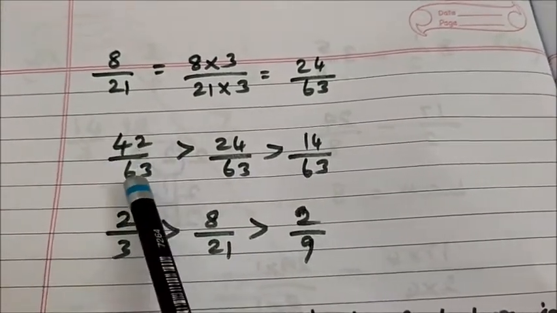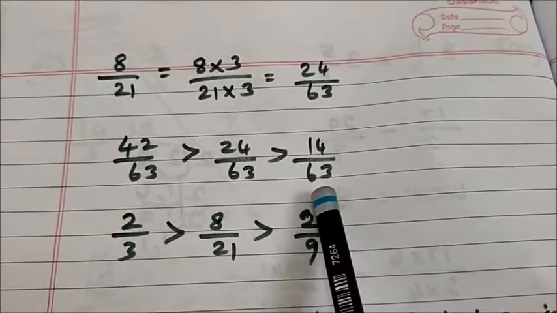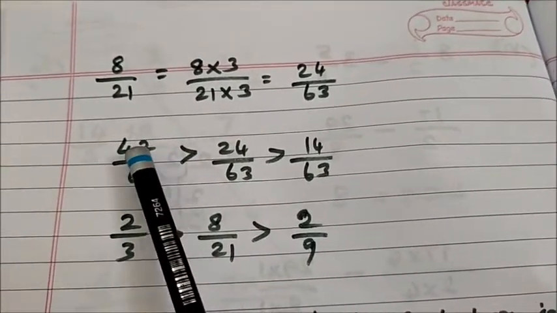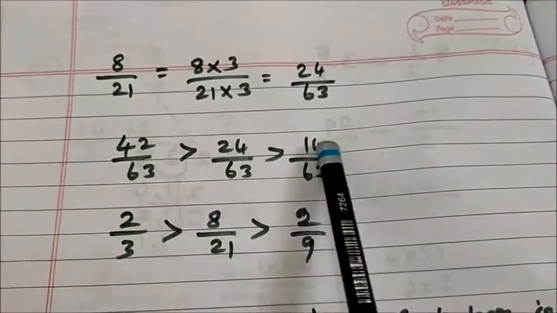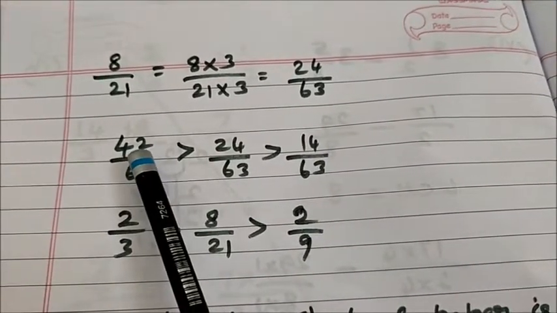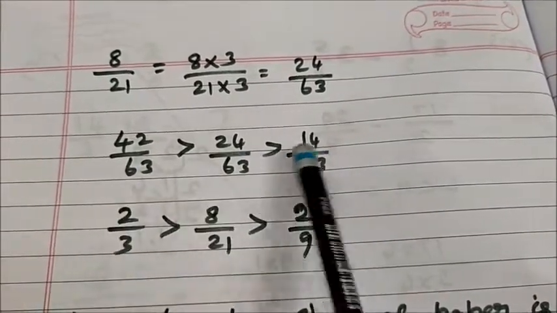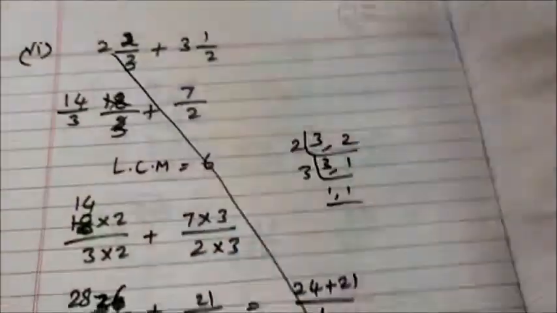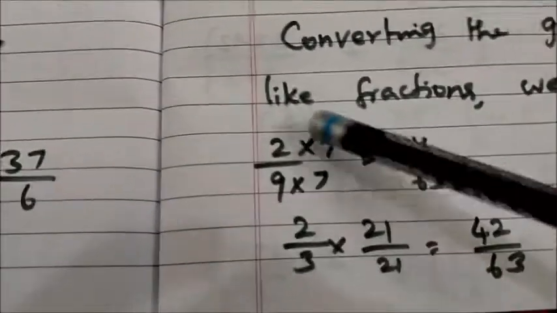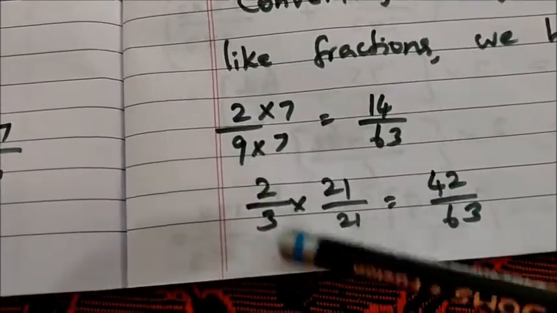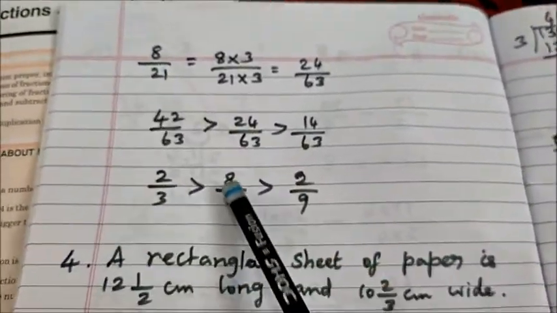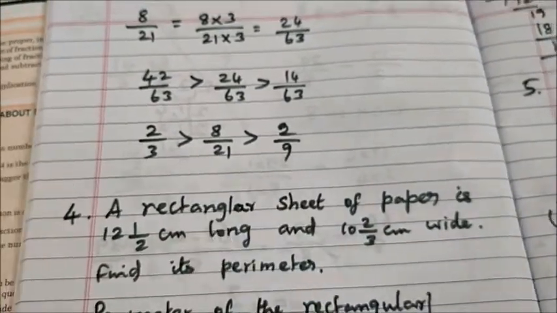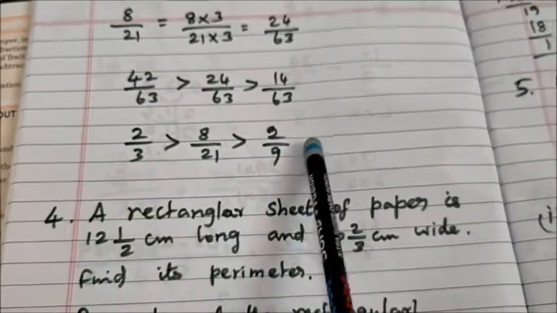Now the denominators are equal. So we see only the numerators, which one is bigger, which is smaller. This is the biggest number, 42, then 24, 14. So I arrange in this order. And then 42 by 63 means what? 42 by 63 means 2 by 3. So we write 2 by 3. And 24 by 63 means 8 by 21. So 2 by 3, 8 by 21, 2 by 9. We have arranged these three fractions in descending order.